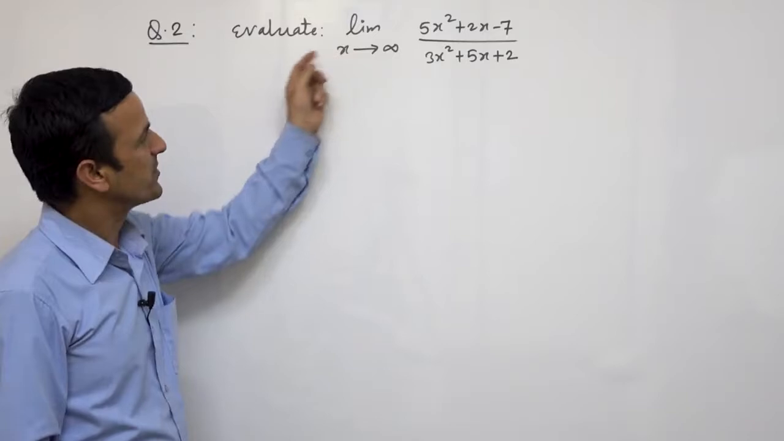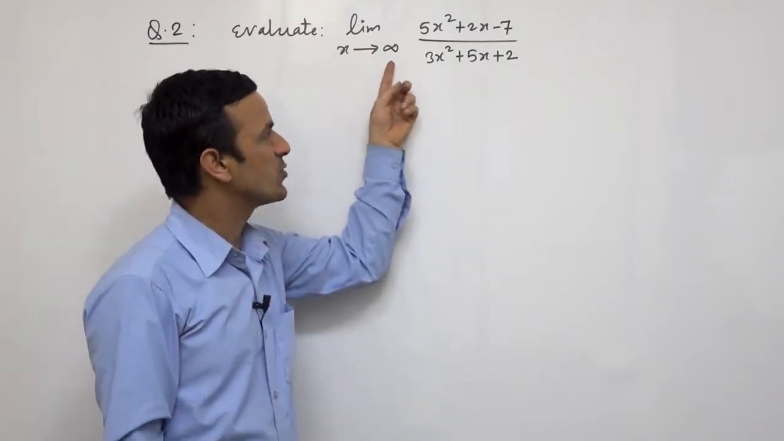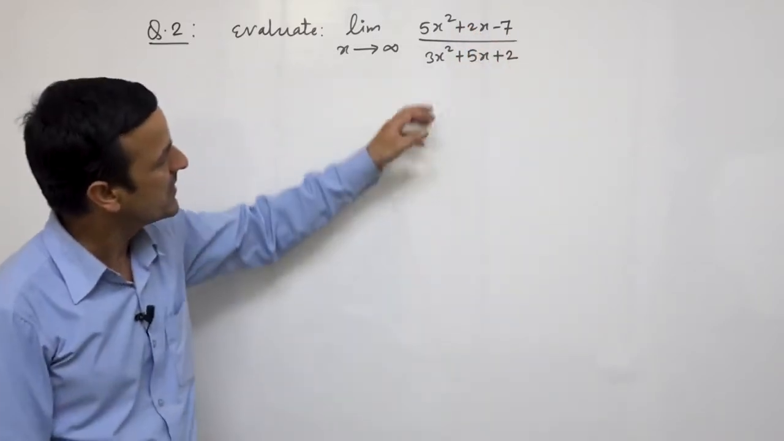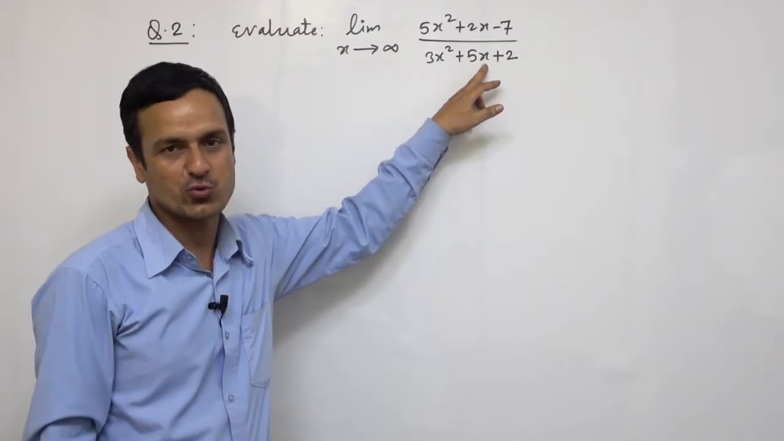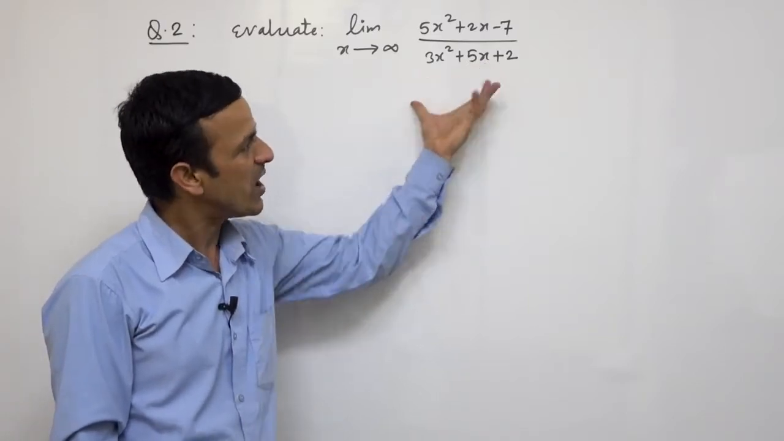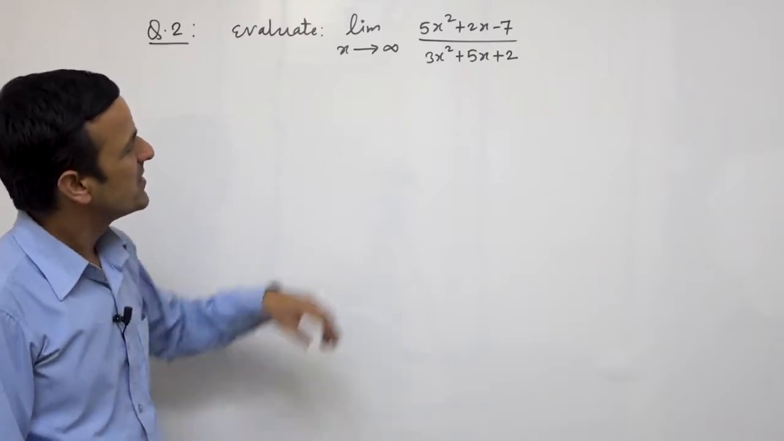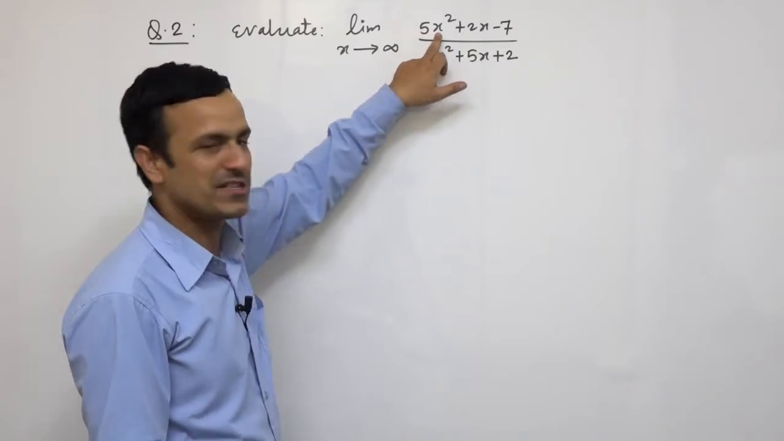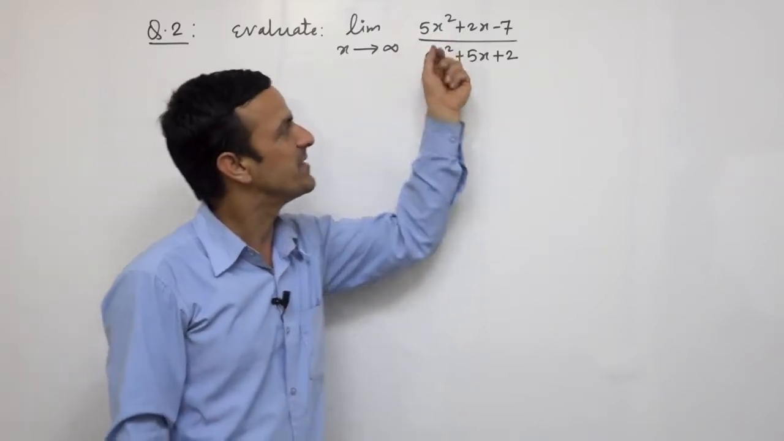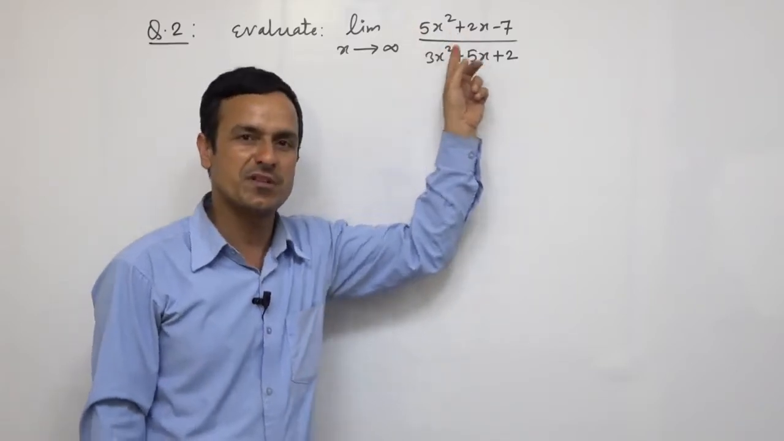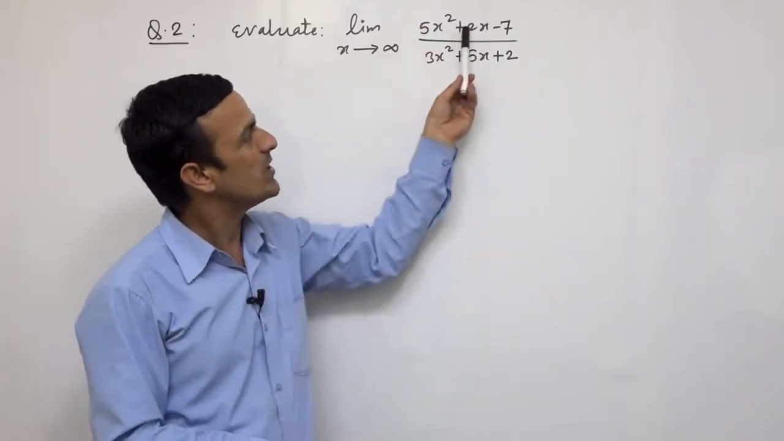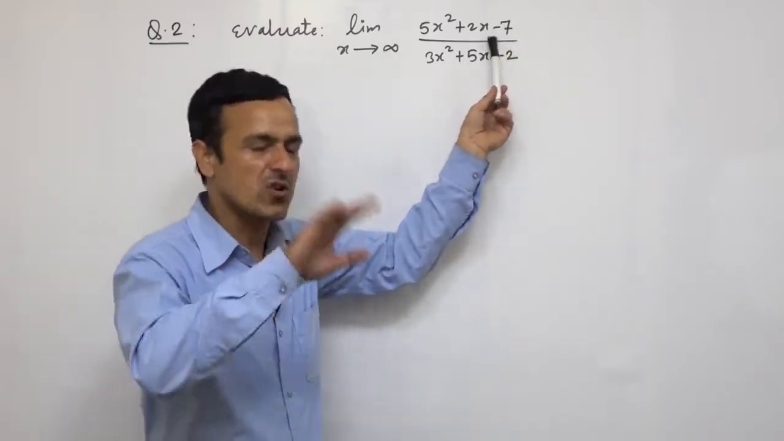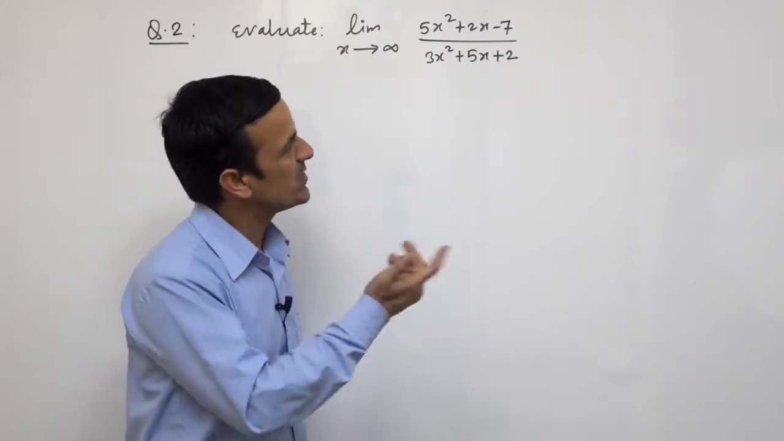So we can see another question. Limit x tends to infinity, 5x square plus 2x minus 7 upon 3x square plus 5x plus 2. So this is the question. How to solve this question? Look at once. If you put the value of x over here, then it will be 5 times infinity square, so it will be infinity. A finite number into infinity means always infinity. And 2 into infinity will also be infinity. Minus 7 means infinity. Minus or plus some finite number is also infinity.